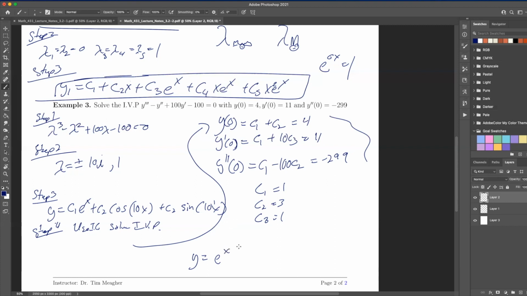So this is e to the x times 1 plus 3 cosine of 10x plus sine of 10x. Okay, and that's the end of this. Any questions about any of this?